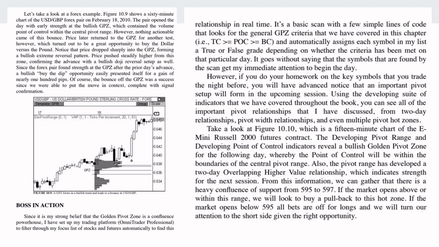So just because the golden pivot zone formed, you have to wait patiently for the pullback to happen, and if that pullback is happening, that will be the better opportunity for us to go long or short based on the golden pivot zones formed. Clear? Now the last topic in this particular golden pivot zone is boss in action.